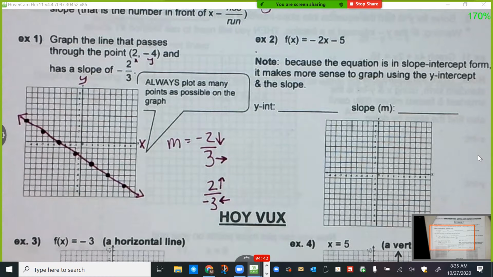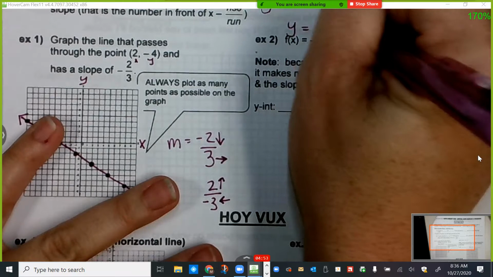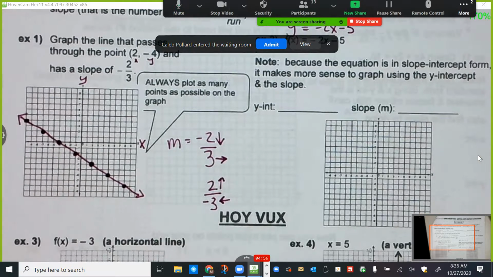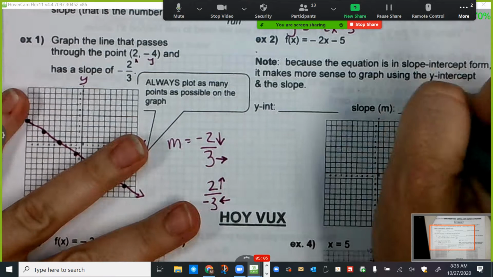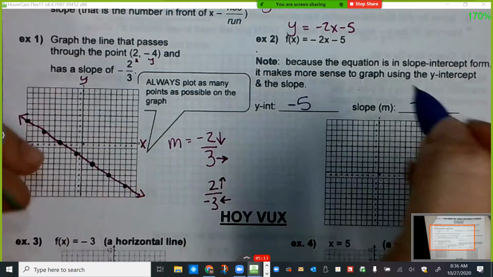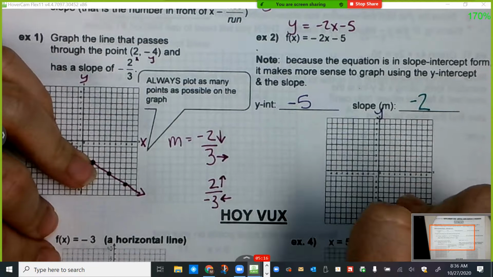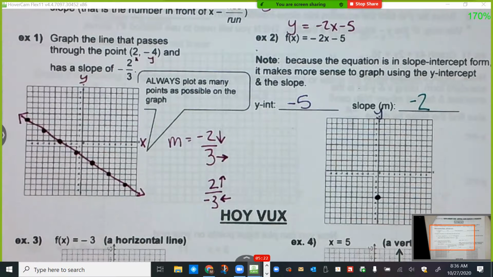Okay, so then we're given example 2, which gives me an equation. What did we say f of x means? Does anybody remember? It's a fancy way of saying what? Y equals. This is just saying y equals -2x minus 5. Now, what is my slope? -2. And what is my y-intercept? -5. Okay, so I'm going to go to my y-axis and put a point at -5, because that's my y-intercept. That's the point that the equation gives me.